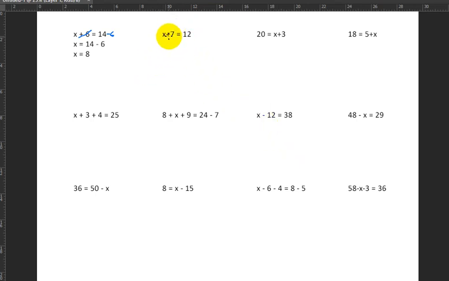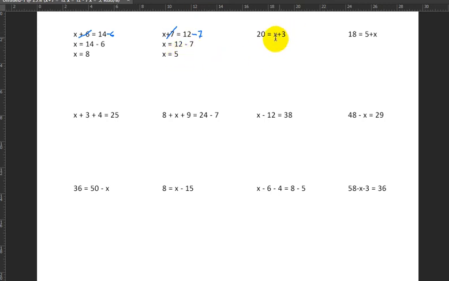So again, now I do the same thing. I cross it out on this side, and then I say minus 7 on the other side. Why minus 7? Because here it's plus 7, so here we do the opposite. So this becomes x equals 12 minus 7. And 12 minus 7 makes 5, so x equals 5.